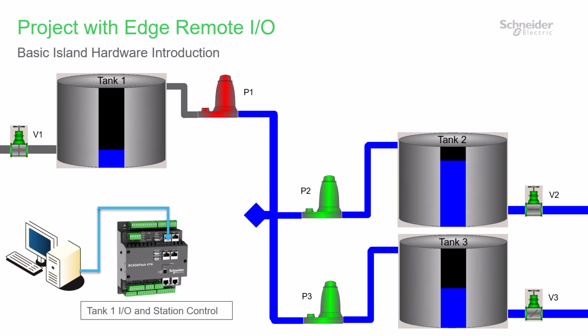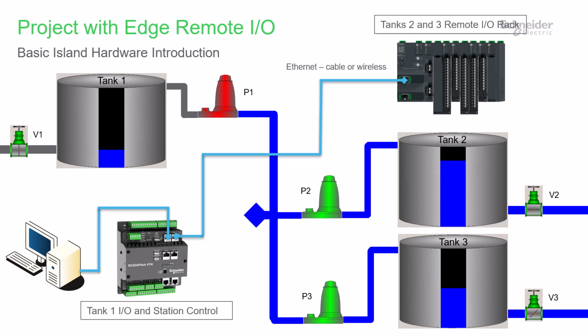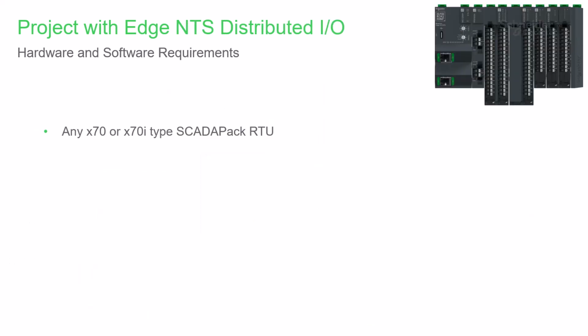For monitoring and control of these tanks, a second RTU and additional I/O modules might have been required. Instead, you can install an Edge I/O island near the new tanks and connect it back to the existing SCADAPack over Ethernet. To implement the project as discussed, we'll start with a 470 series SCADAPack.